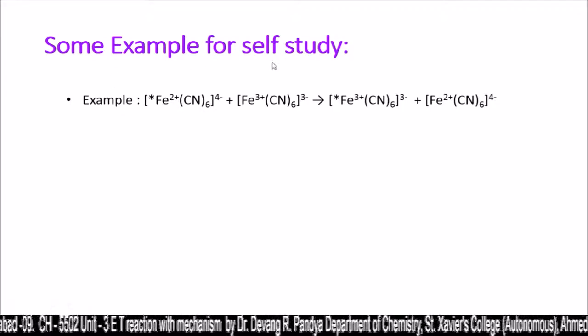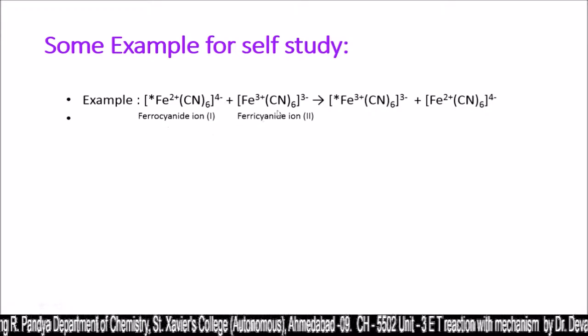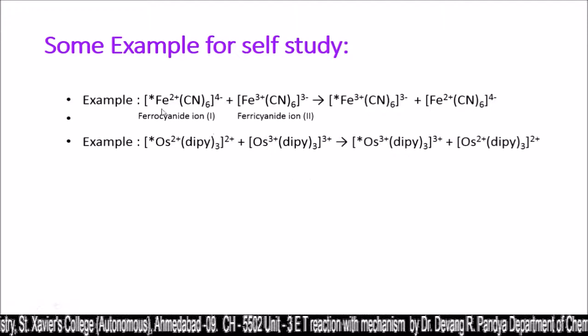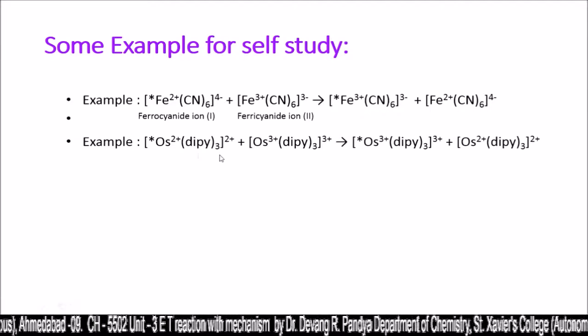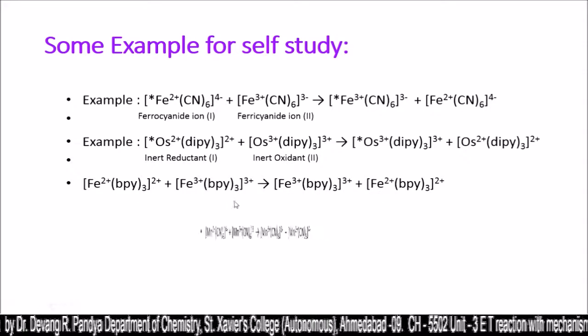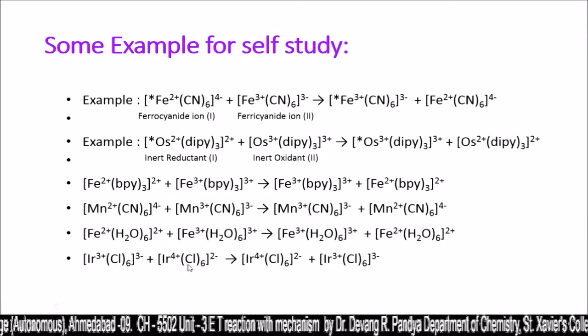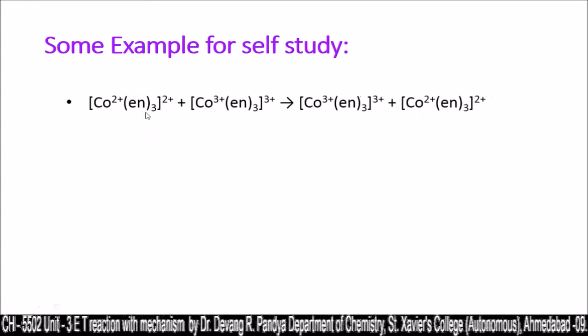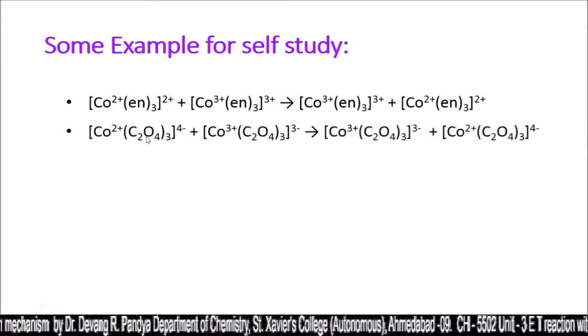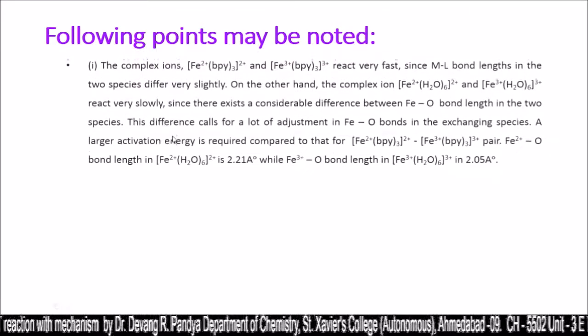Another set of examples you need to work through yourself, for self study. These different examples I am going to put over here, one after the other. Here cyanide ligands are there, here bipyridyl ligands are there, cyanide with manganese, aqua ligands, chloride ligands where electron transfer occurs, ethylene, bis ethylenediamine, oxalate, oxides. So these are the examples that you need to follow, and out of those examples, these points we can draw out.